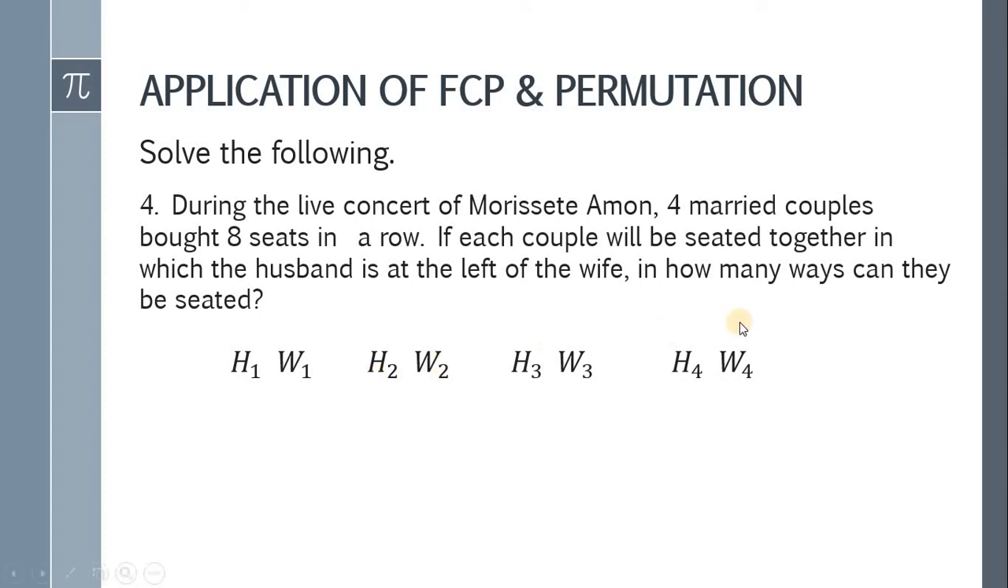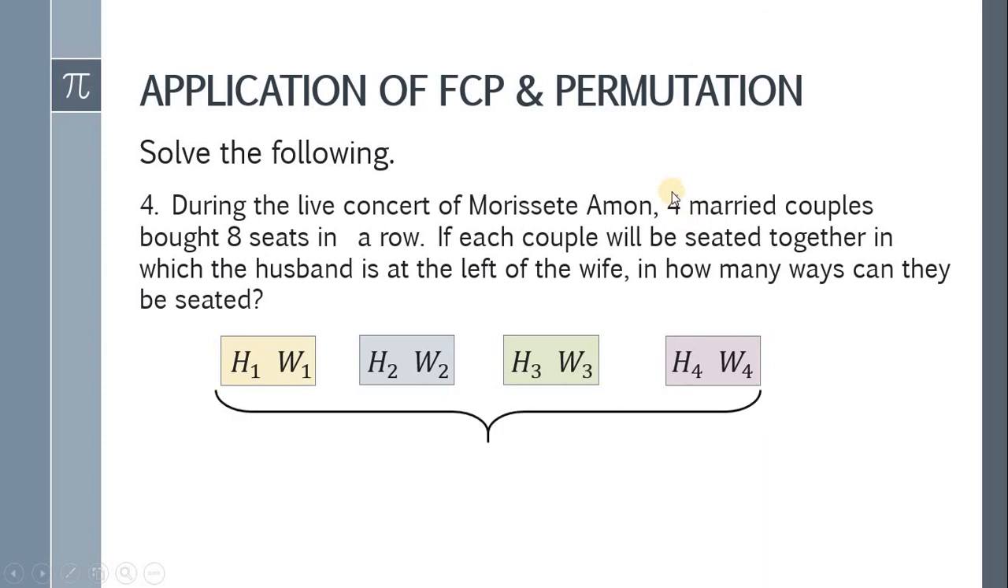Tandaan nating mabuti na ang sabi dito sa problem ay yung husband ay nasa left nung wife. So, hindi na pwedeng magalaw yung arrangements. Okay, so anong ibig sabihin nun? Igugrupo natin sila as 1. Okay, so meron na lang tayong 4 na grupo na i-arrange. Now, since hindi gagalaw yung husband, andun lang siya sa kaliwa ng kanyang wife, meron na lang tayong 4 na grupo na i-arrange. Therefore, we have 4 factorial different arrangements or simply 24 ways and we're done.